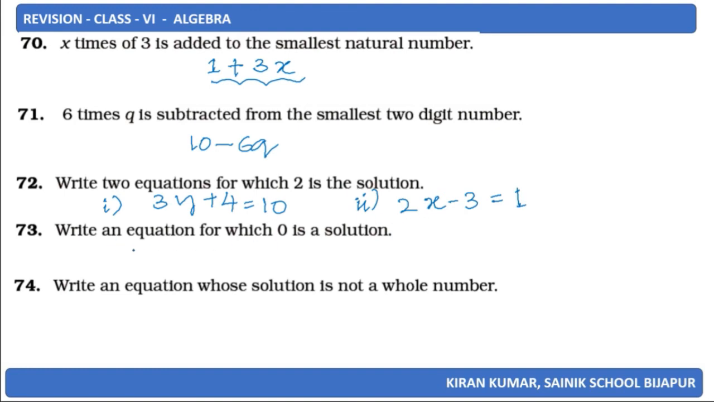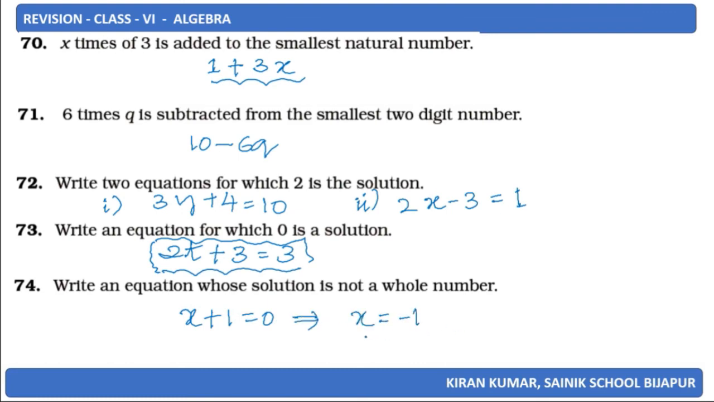Question 73. Write an equation for which 0 is a solution. We'll consider 2t plus 3 equal to 3. On simplification, we get the value of t as 0. Question 74. Write an equation whose solution is not a whole number. Let me write x plus 1 is equal to 0. In this case, the value of x is negative 1, which is not a whole number.